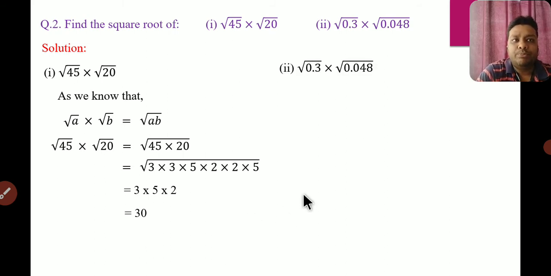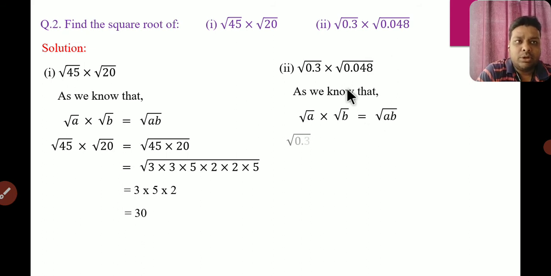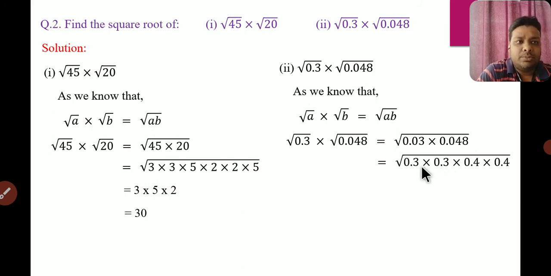Now in question number 2, root of 0.3 into 0.048. So again by the same process we will multiply first, because 0.3 we can't take out. So now 0.3 and 0.048. You can see 0.3 into 0.3 already, and 0.048 as 0.3, 0.4, 0.4. So now 2 of 0.3 and 2 of 0.4. It means 1 of 0.3 and 1 of 0.4 we will take out. Multiply, then 3 times 4 is 12 and 1 and 1, so 2 decimal places. It means 0.12 will be the square root of this number. I hope that you all have understood, students.